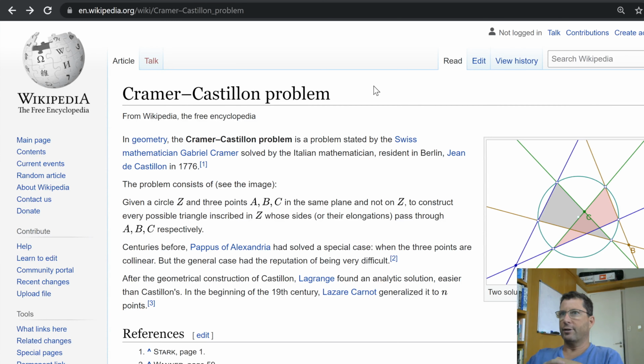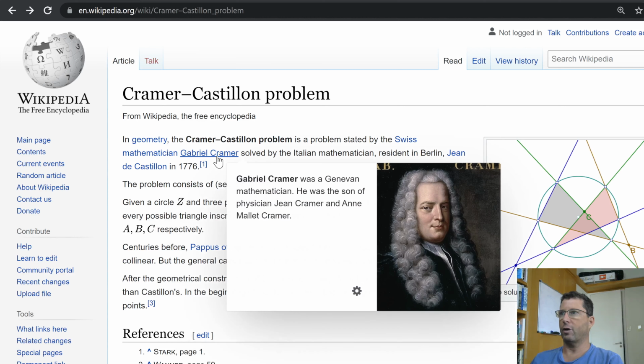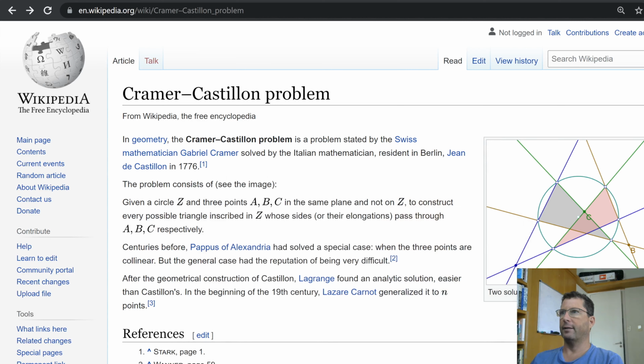So the Cramer-Castillon problem, which was proposed by the Swiss mathematician Gabriel Cramer and solved by the Italian mathematician Jean de Castillon, was solved in 1776. And what is this problem about?